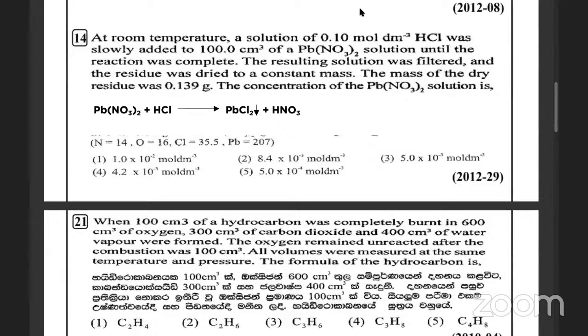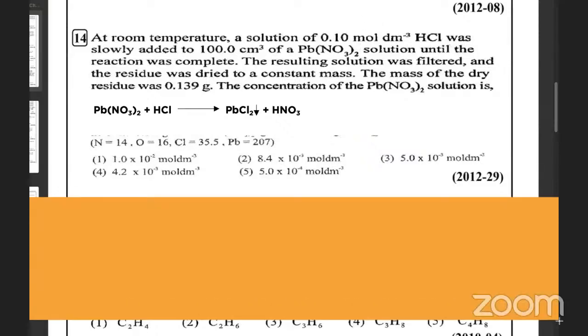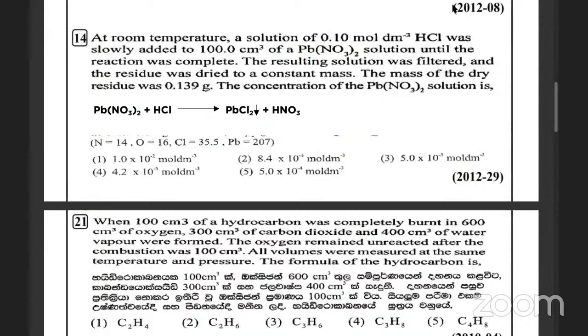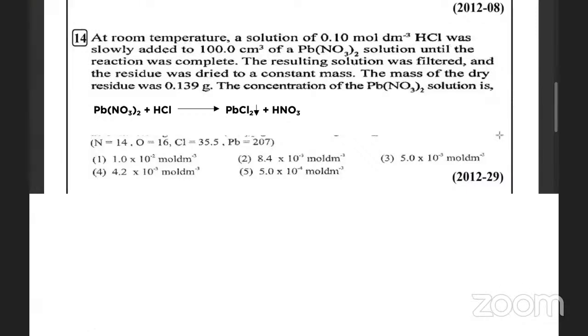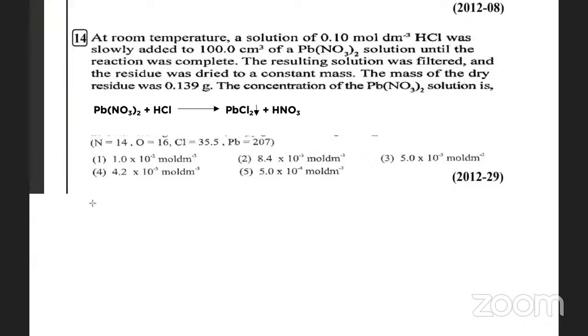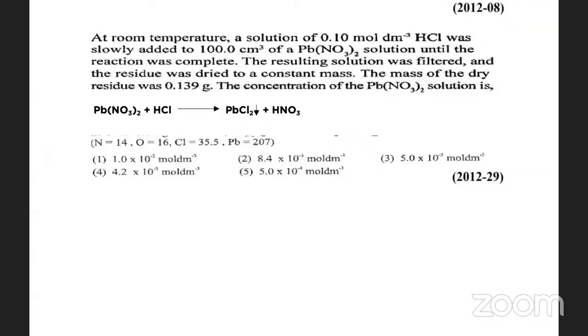Moving on to the 14th one. At room temperature, a solution of 0.1 mole per decimeter cube HCl was slowly added to 100 centimeter cube lead nitrate solution until the reaction was complete. The resulting solution was filtered, and the residue was dried to a constant mass. The mass of the dry residue was 0.139 grams. The concentration of lead nitrate solution is?